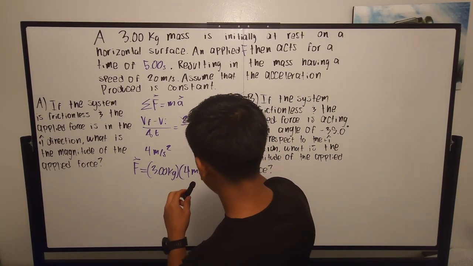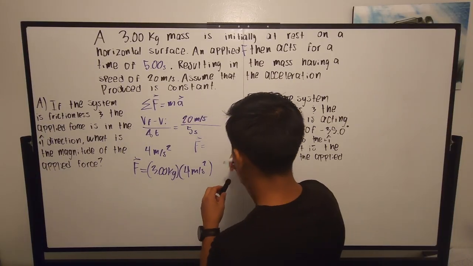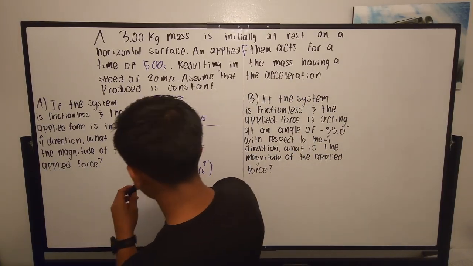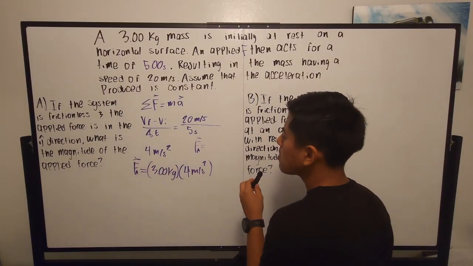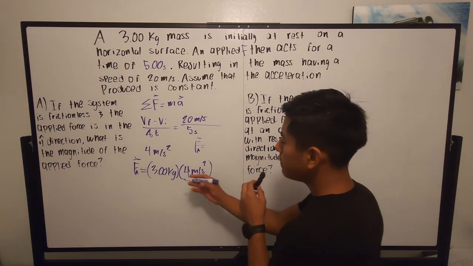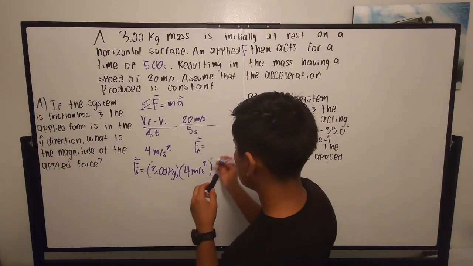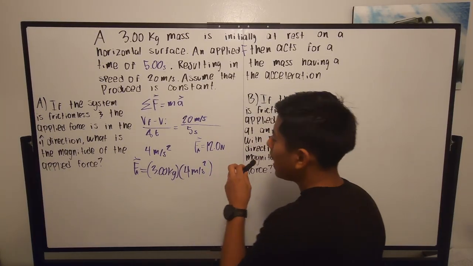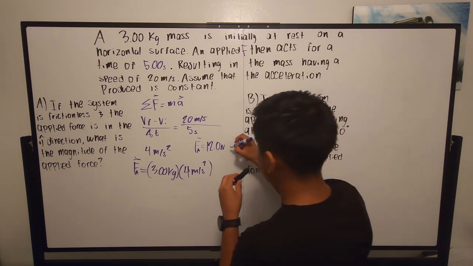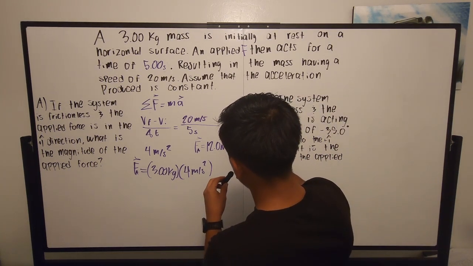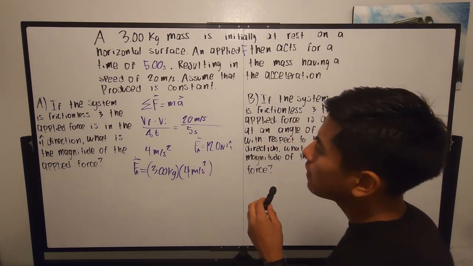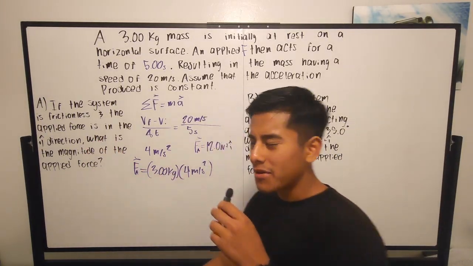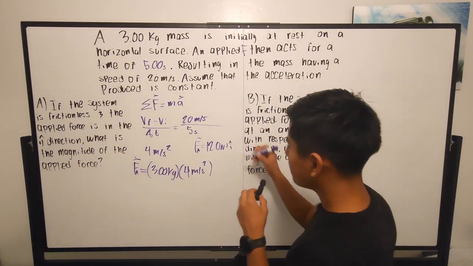And solving that out, we will get that the force, or more specifically the force that's applied, is going to be 3 times 4 is 12 newtons, and it's going to be in the positive I hat direction, because we're told right here that the applied force is in the positive I hat direction.